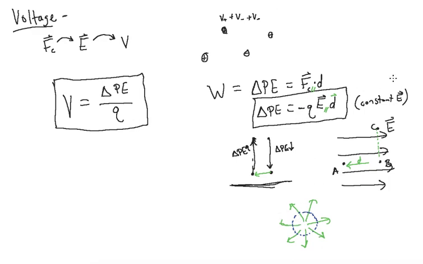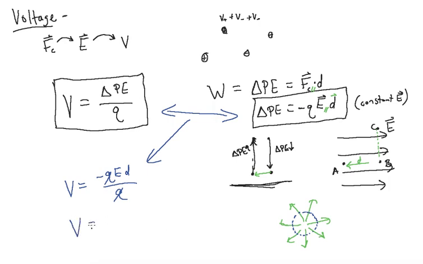So let's go to our next equation. We're going to start combining these two. So let's take this one, and let's combine them off over here. So what do we have? We have voltage equals change in potential energy over Q, but this is then negative Q E D, that's potential energy, over Q. And so the Q's will cancel, and we'll be left with V equals E D.